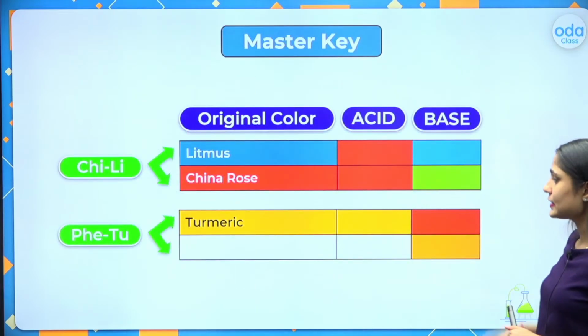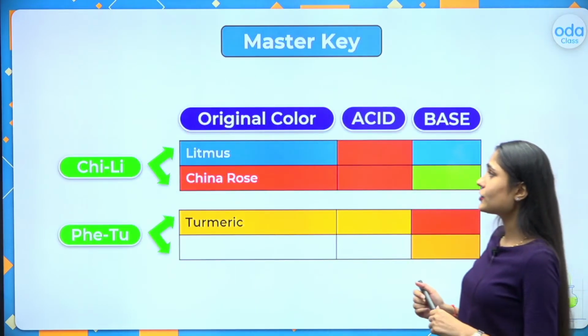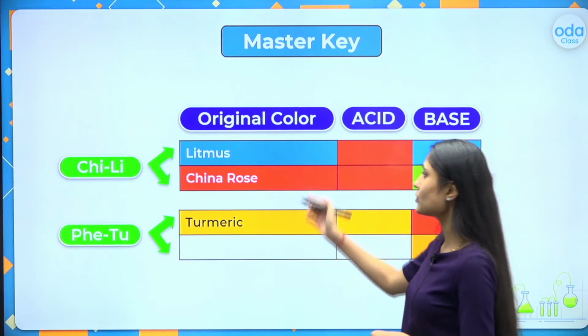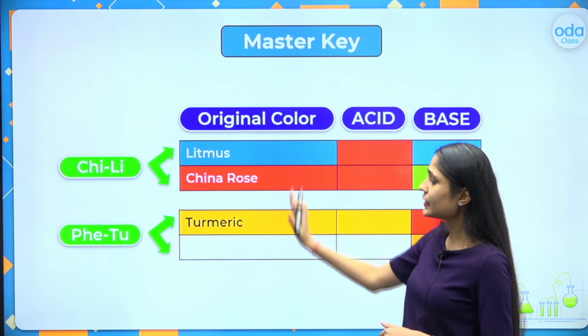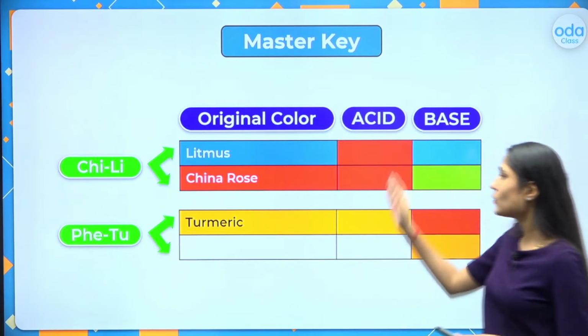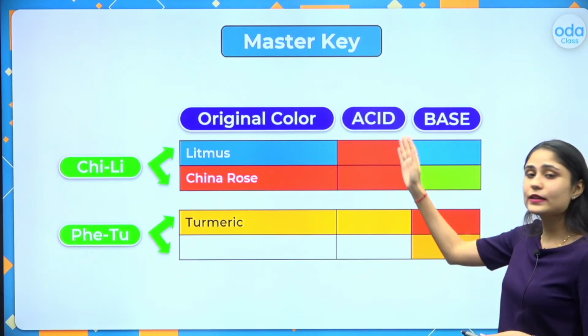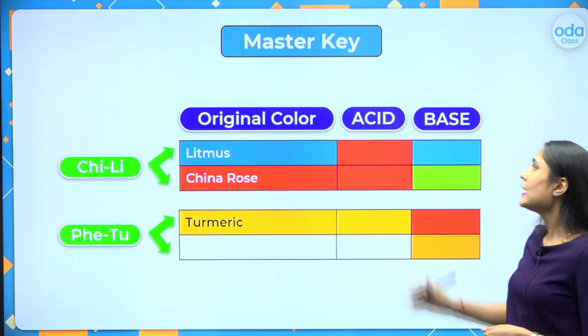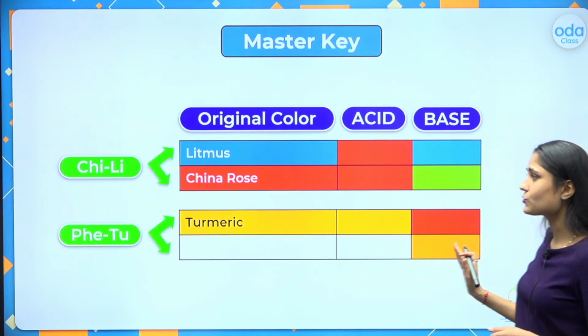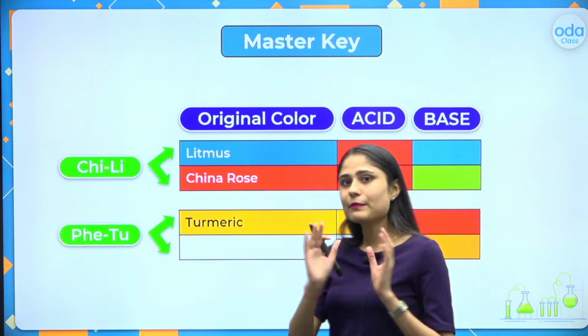Now, see, this is a master key and you just have to remember its original color. Okay, so right here on this side, this is its original color, and what color it becomes when it is added, or what it indicates in an acidic solution and what it indicates in a basic solution. So, just remember it, I'll tell you.